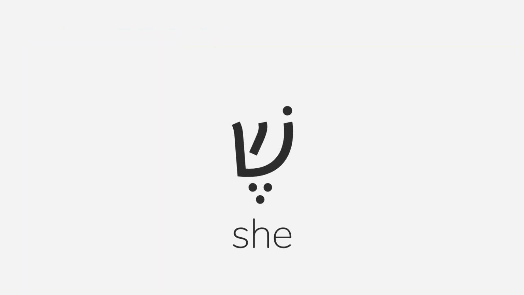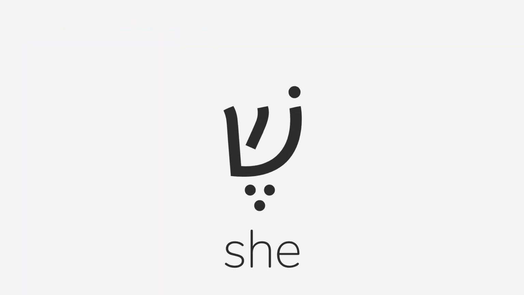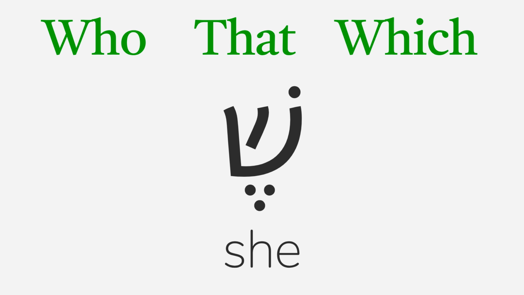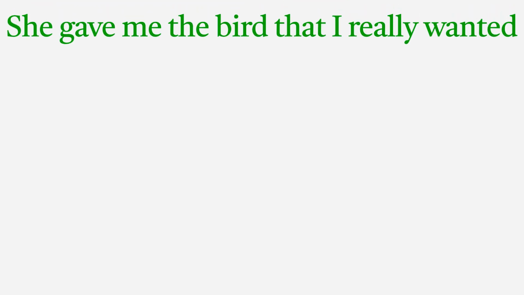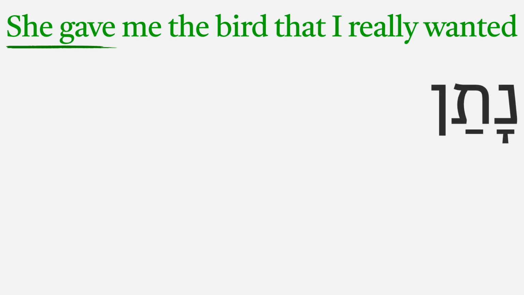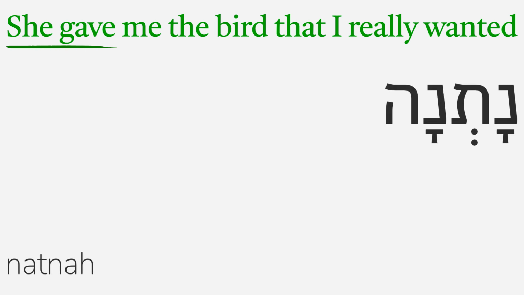The conjunction she can be translated as who, that, or which, depending on the context. She attaches onto the following Hebrew word. Let's say she gave me the bird that I really wanted. Let's start with the verb she gave. We can make this from the verb natan, he gave, by shortening the second vowel to a schwa and adding a. Natna, she gave.